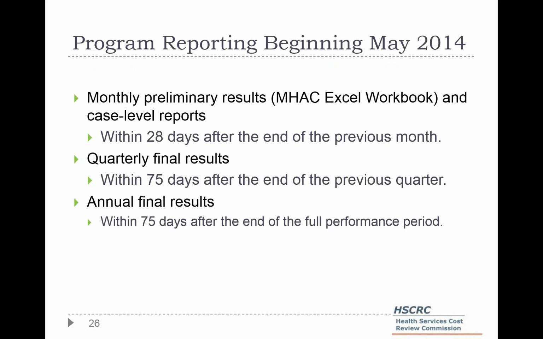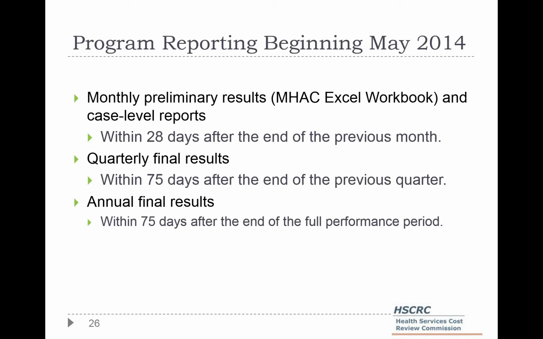And the plan going forward, starting with the data that will be submitted in May, is that we will give you monthly preliminary results and case level reports, and this will be out within 28 days after the end of the previous month. So this month we were delayed getting you out March data, but when we get out the data in May, which will include preliminary data for April, we should have it out by the 28th.